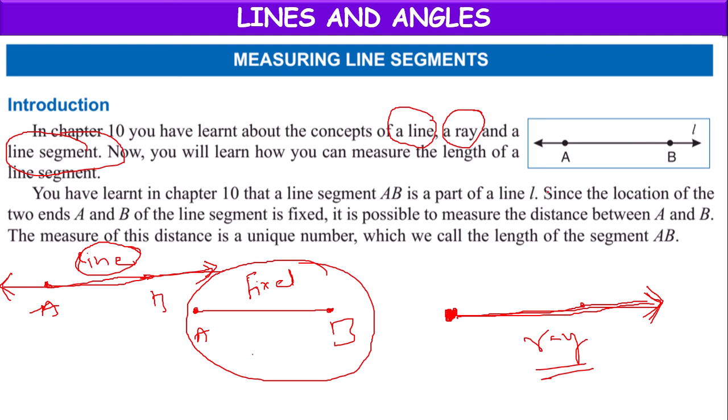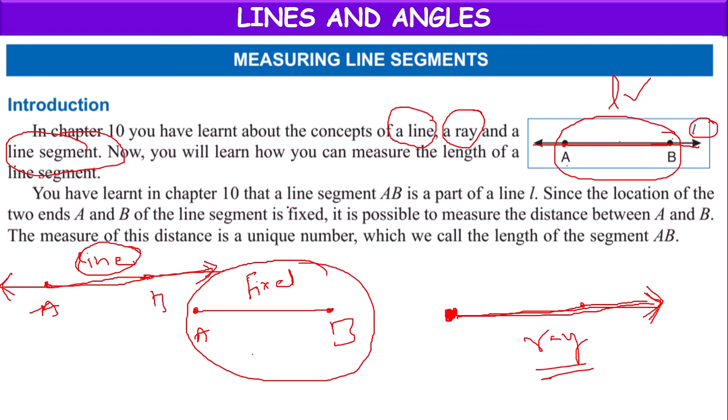Indirectly, the line segment AB is a part of line L. If this is the line L, this point is A and this point is B, so we can say that AB is a line segment which is a part of line L. The measurement of a line segment present on any line is possible.